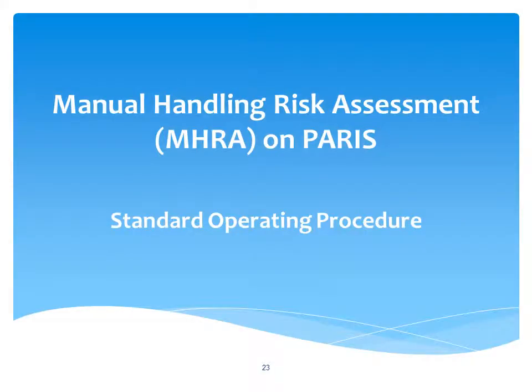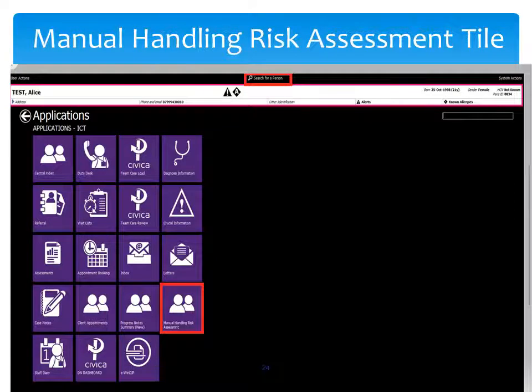Now we will take a look at the recording of the manual handling risk assessment on PARAS, and this follows the standard operating procedure. To begin the recording on the manual handling risk assessment tile, you must open PARAS and at the home page choose Applications. Search for a person and click on the manual handling risk assessment tile.